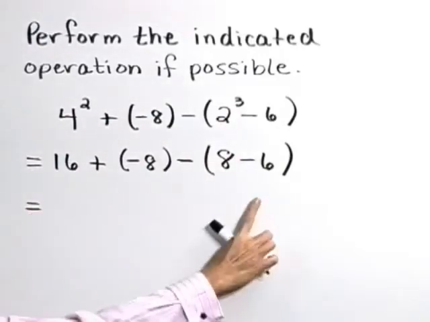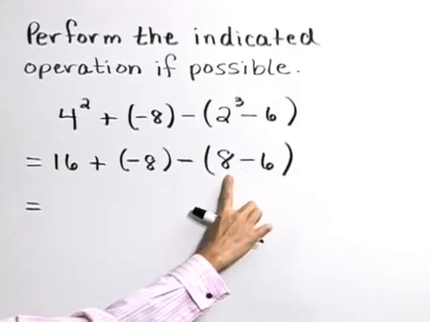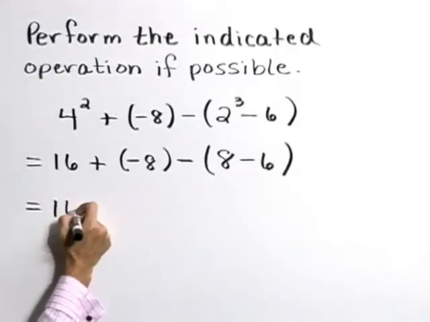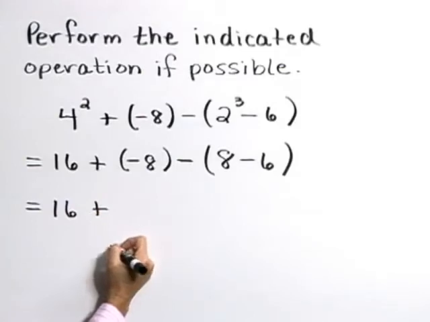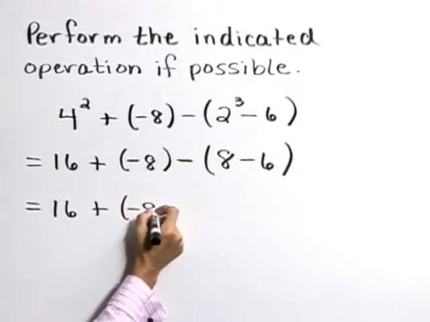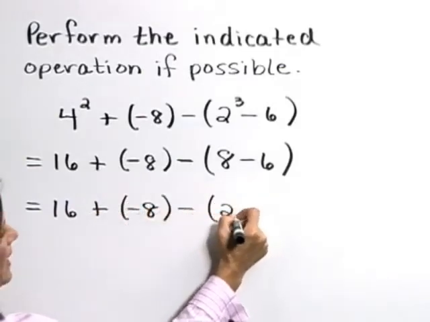As the next step, let's continue in our grouping symbol here with 8 minus 6. Writing each step out completely, 16 plus negative 8 minus 2.